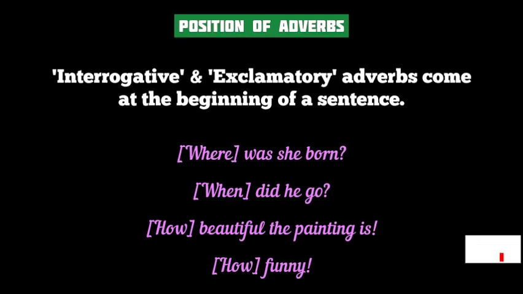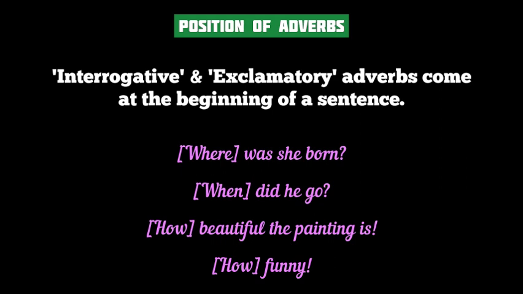Now we are going to study the position or placement of adverbs in a sentence. Well, when adverbs such as where, when, how, etc. are used for interrogation or exclamation, they are always used at the beginning of the sentence. For example, in the sentence, where was she born? The adverb where is an adverb of place used as an interrogative adverb at the beginning of the sentence. In the next example, the adverb of time, when, used as an interrogative adverb, comes first in the sentence.